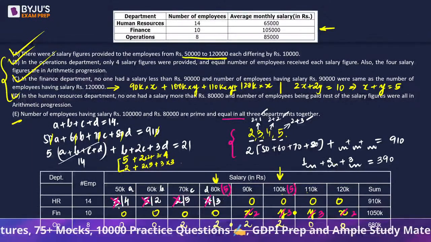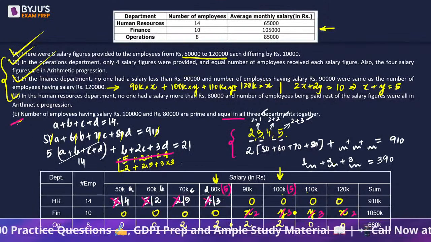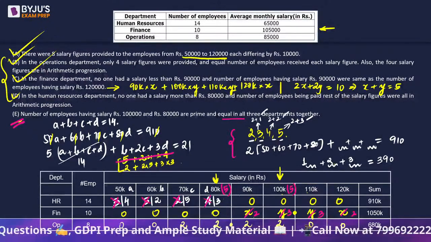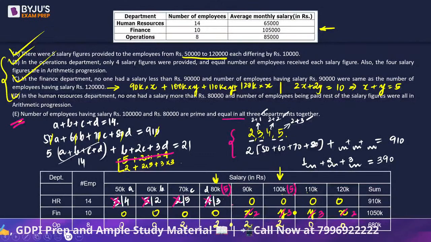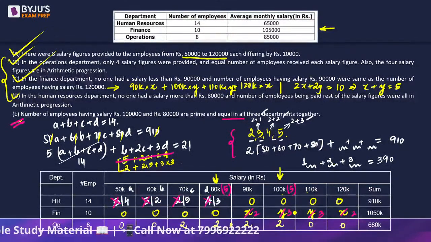यही दो केसेस लिखे थे, जिसमें से पहला वाला एलिमिनेट हो गया था using which statement, the last one, because it says 80,000 and 100,000 के जो टोटल एम्प्लॉयज हैं, that's a prime number and they are same. So 4 plus 2 is 6, not a prime number for 80, right? 3 plus 2 is a prime number.